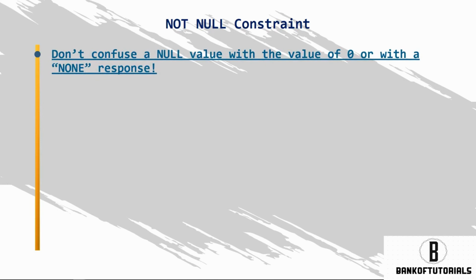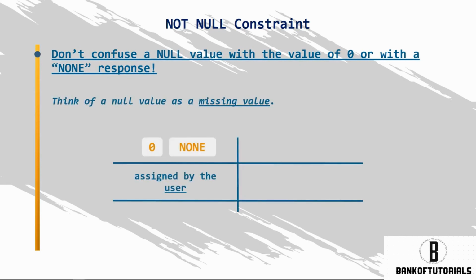Please don't confuse a null value with the value of 0 or with the non-response. Instead, think of a null value as a missing value. 0 or none could be values assigned by the user, while null is a value assigned by the computer if the user has provided no value for a given record.